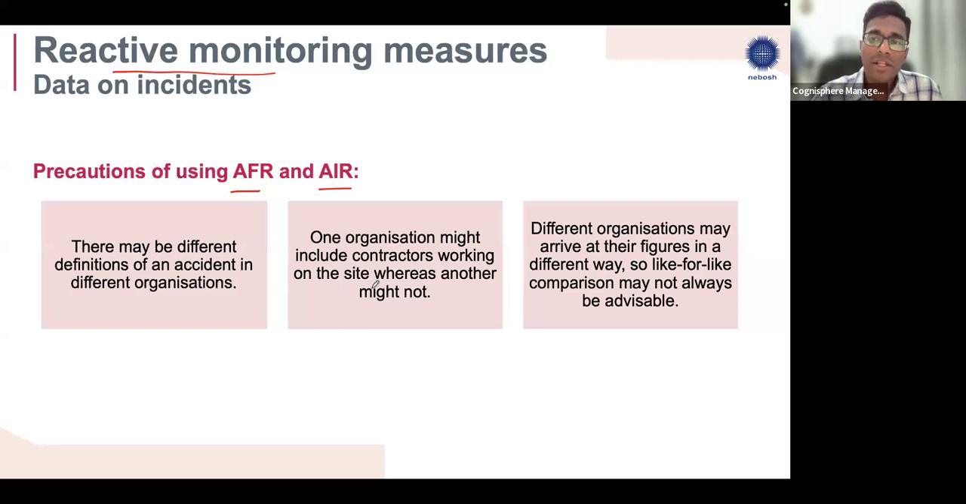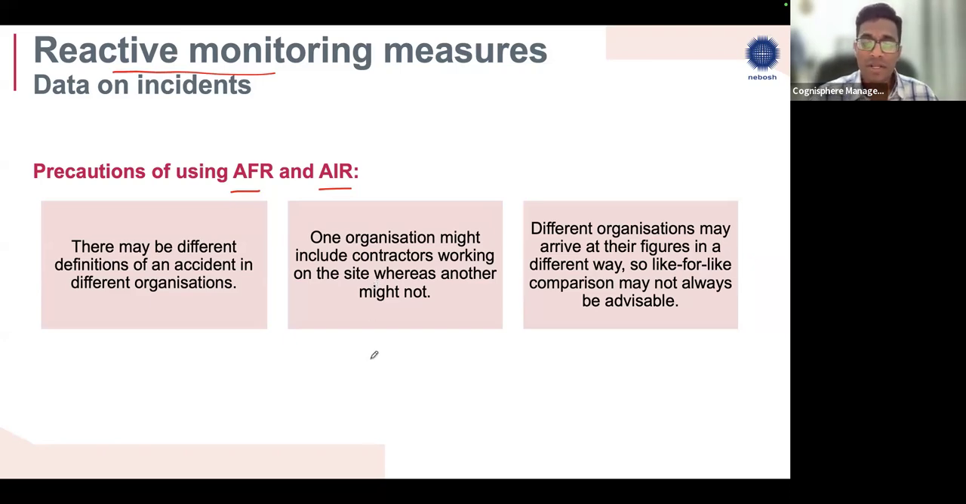So with reactive monitoring, we have data in hand. What data do we have? We have data on the number of incidents reported and recorded, the number of injury accidents recorded, the number of near misses recorded, the number of damage-only accidents recorded. With these data and with the analysis of the data, it helps us to highlight the problem areas.